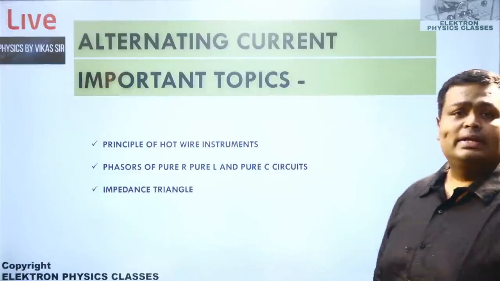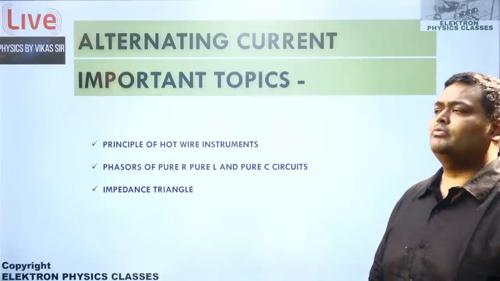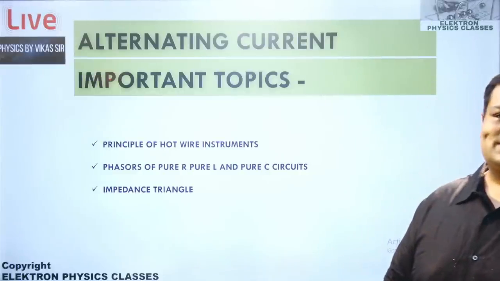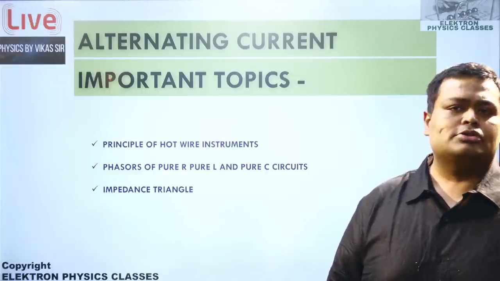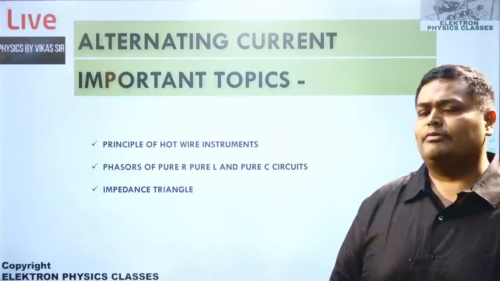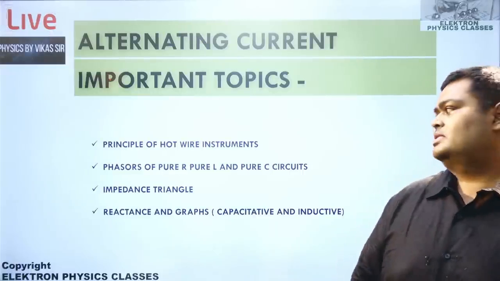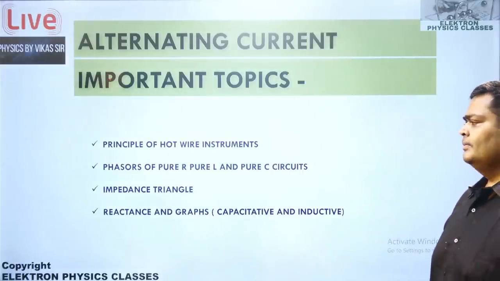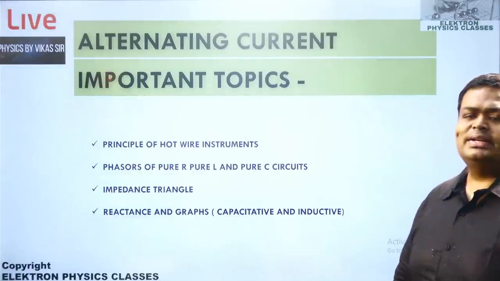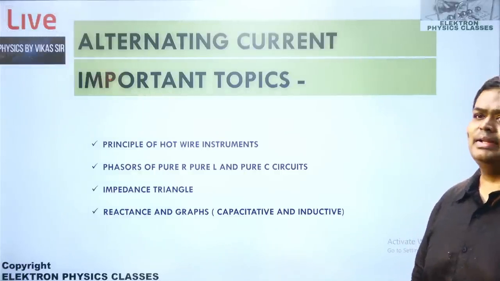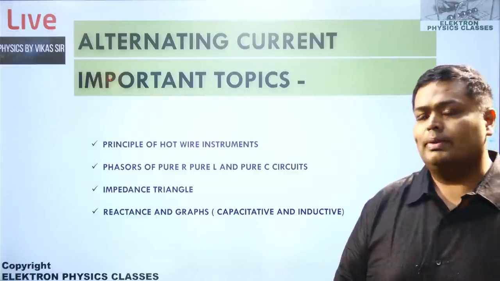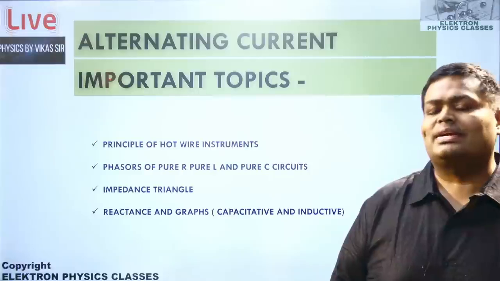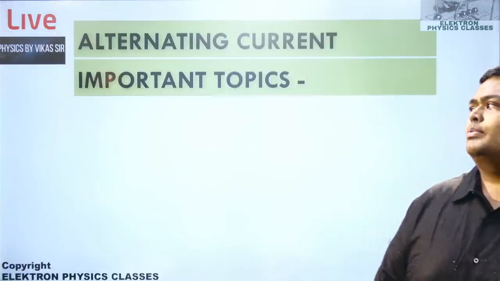And the next one is the famous impedance triangle, in which we have the reactance, the resistance, and the hypotenuse as the impedance, and it gives us the value for the phase also. The definitions of the reactance and the impedance. The graphs of the capacitive and the inductive reactance, XL equal to omega L and XC equal to 1 upon omega C. One of them is a linear graph and the second is a rectangular hyperbola.